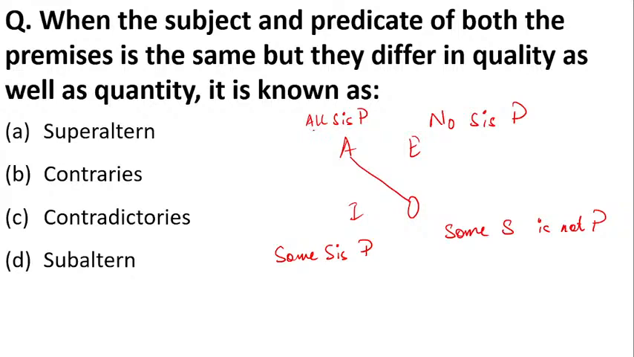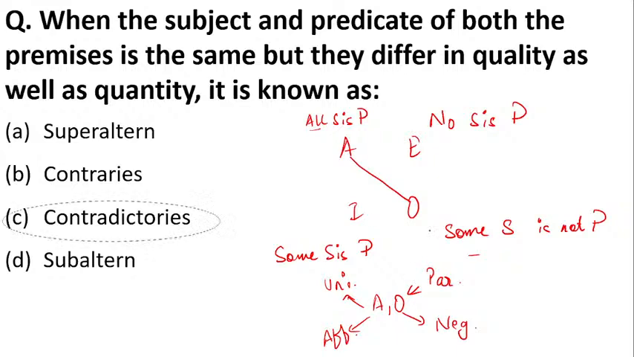So here all is there, here some is there, so quantity is different. Okay. If you take the proposition A and O, in A what is the quantity? It is universal and O is particular. A is the affirmative statement, O is the negative statement. So the quality is also different, the quantity is also different in contradictory. C is the answer. Okay, in contradictory, quality as well as quantity is different.